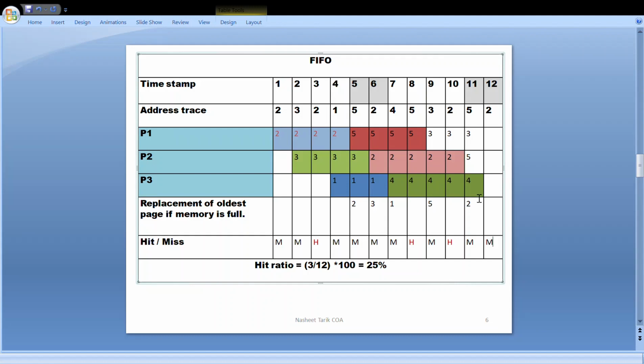So now which page will be replaced? Which one is oldest? This is only 3, 5. This is the oldest one. So the page that will be replaced is 4. So 2.